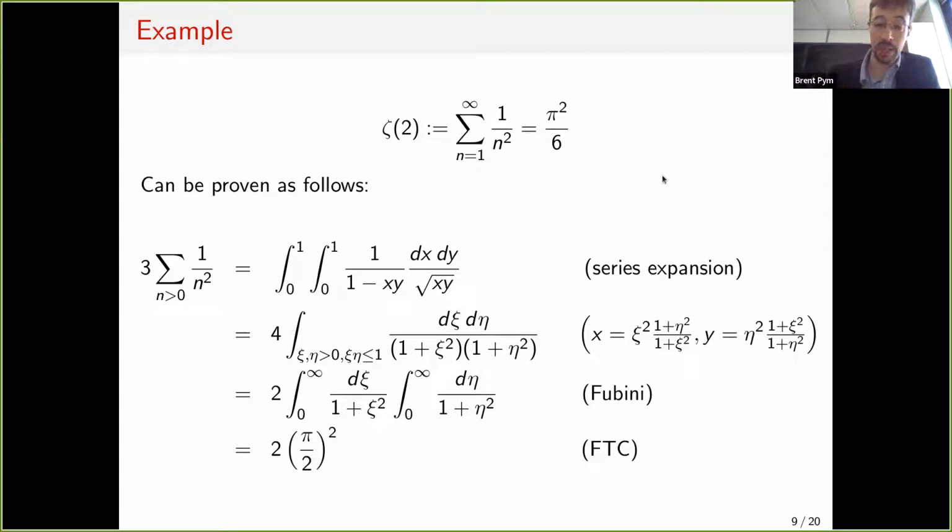This is an example of an equation between periods. Pi squared over 6 is equal to zeta of 2. Okay. And we can prove it using the basic rules.